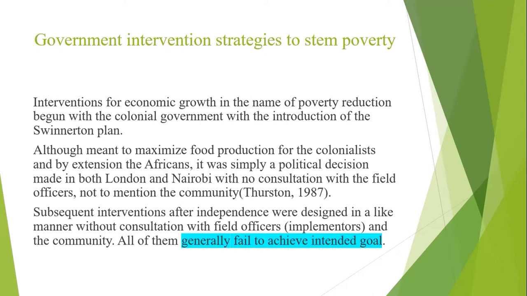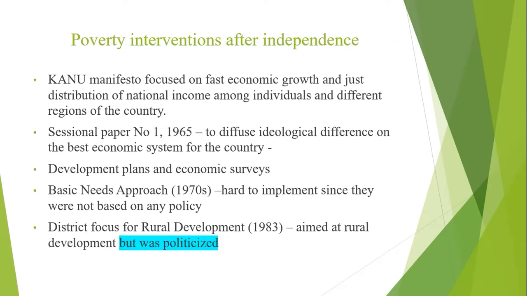And this would even go far back to the colonial time, when the colonialists also tried to stem this, although for their own interests. So we could go back to what was being referred to as the Swinnerton Plan, which although it meant, in some way, to improve the well-being of the people, was more in favor of the Europeans or the colonists than the local person. But it generally failed to achieve the intended goal because the communities were not involved in it.